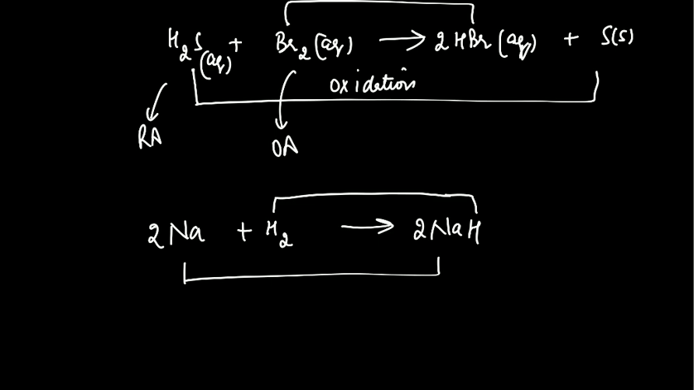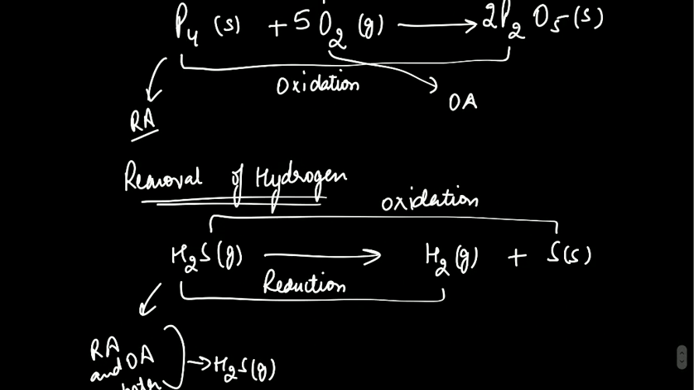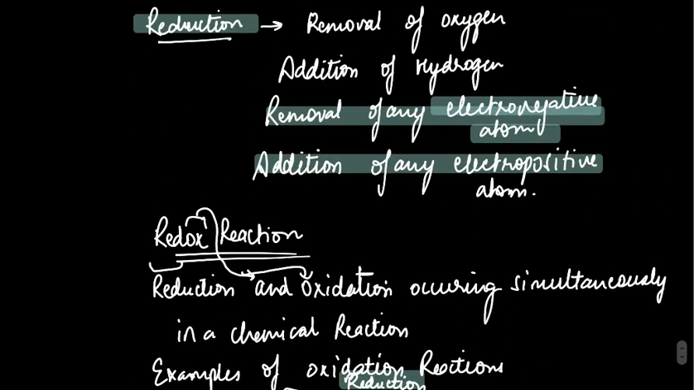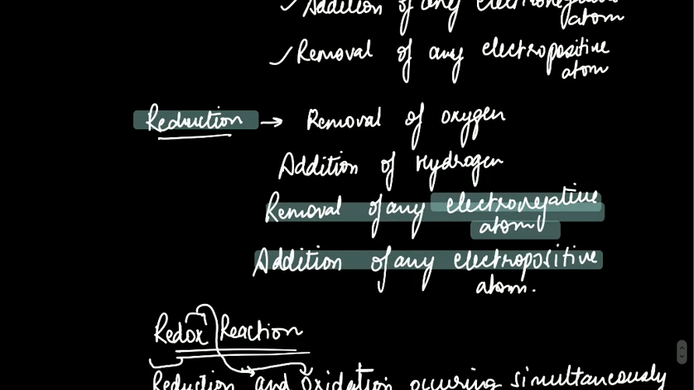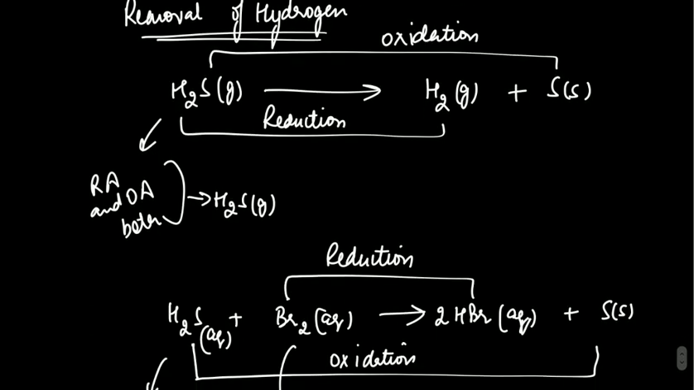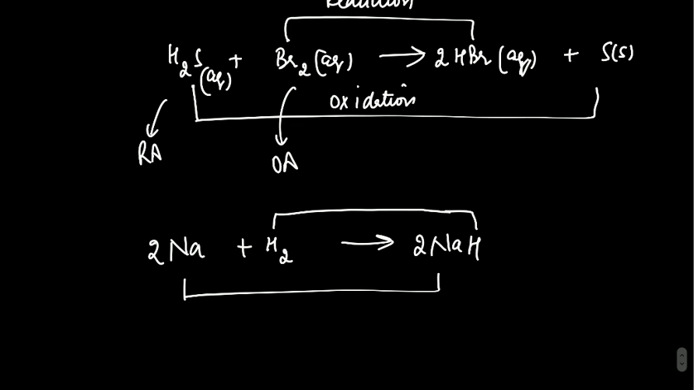Over here hydrogen is getting added to sodium. Sodium is an electropositive element, so addition of any electropositive element is reduction. So the hydrogen molecule is getting reduced over here, whereas sodium is getting oxidized. So this is an example of redox.